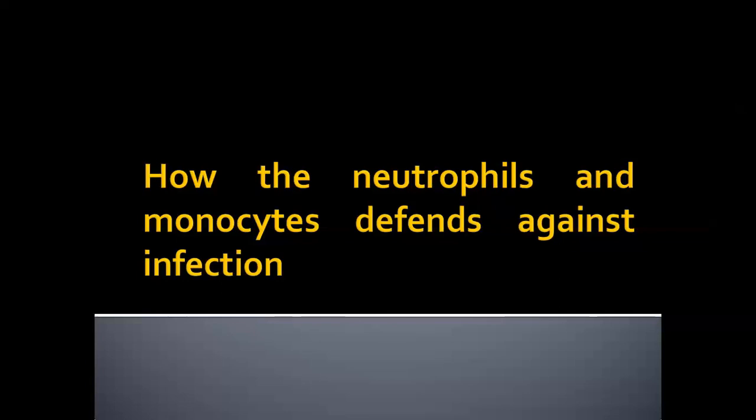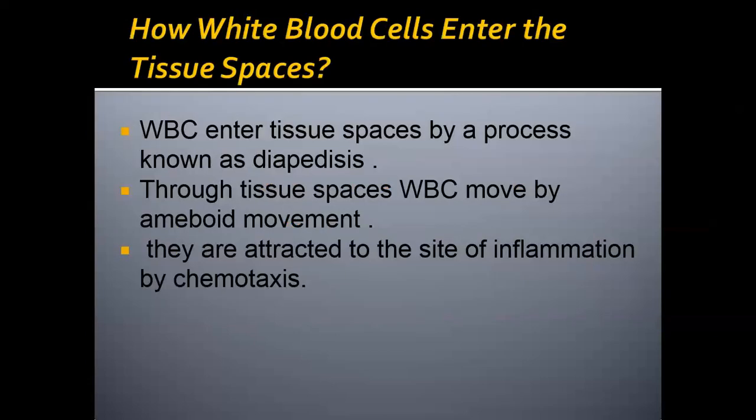Now we come to a very important question: how do the neutrophils and the monocytes defend against an infectious process? We have to keep in mind that it's mainly the neutrophils and the tissue macrophages that attack and destroy the invading bacteria and other injurious agents. Neutrophils can attack and destroy the bacteria even in the circulation, while the tissue macrophages have a high capacity for fighting infections.